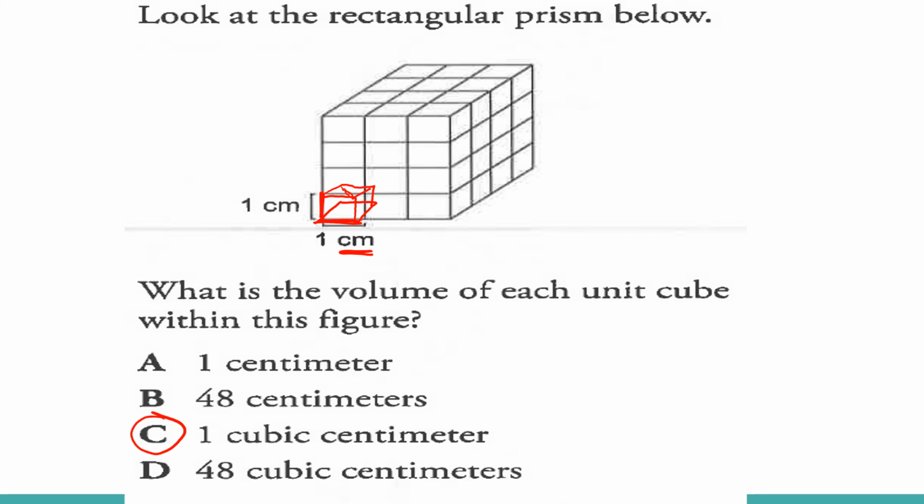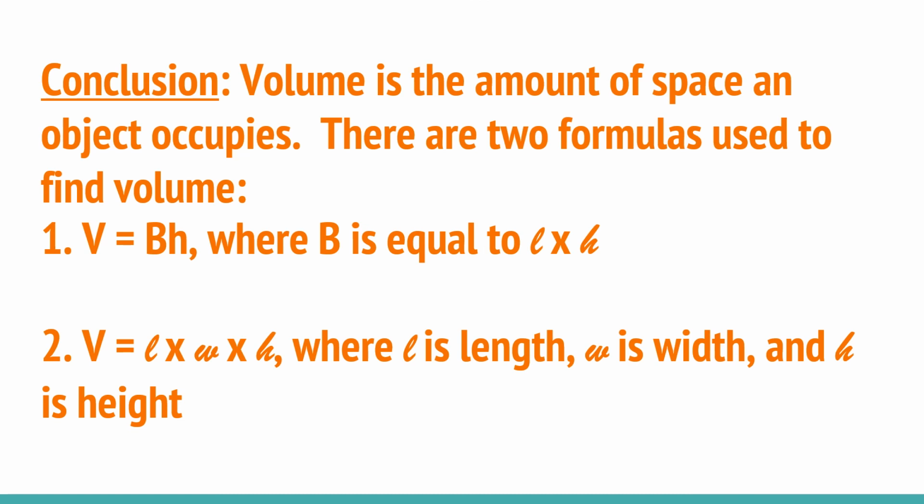All right? We're just going to keep practicing that formula. Volume equals base times height, or volume equals length times width times height. If you can fill in the numbers, you can easily do the math. So as a conclusion, volume is the amount of space an object occupies. There are two formulas used to find volume. Volume equals base times height, where B is equal to the length times the width. And then we have volume equals length times width times height, where L is the length, W is the width, and H is the height.